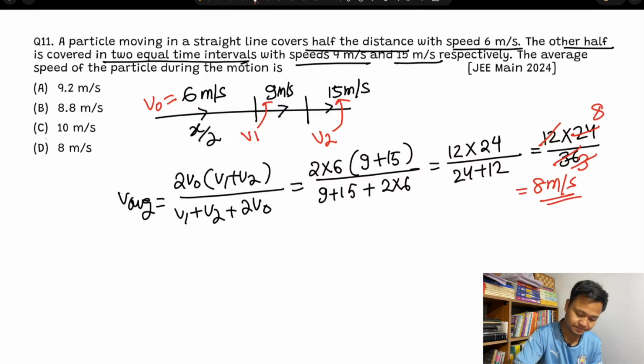So this is a JEE Main question. I don't think they will ask you this level, but in case they want to make the question difficult, they can put this question.